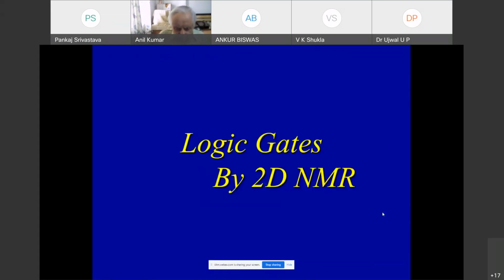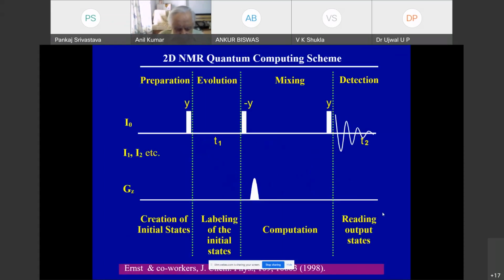Logic gates by 2D NMR. Well, Richard Ernst, although he was hesitant to work on quantum computing by NMR, he did publish one paper in which, in his 2D NMR, he had told about a preparation period, evolution period, mixing period, detection period. He had defined these, and a lot of 2D NMR work, Nobel laureate winning 2D NMR work, was done using these preparation, evolution, mixing, and detection periods.